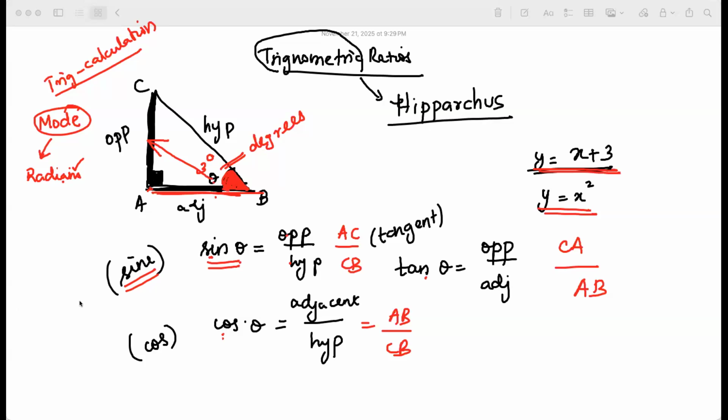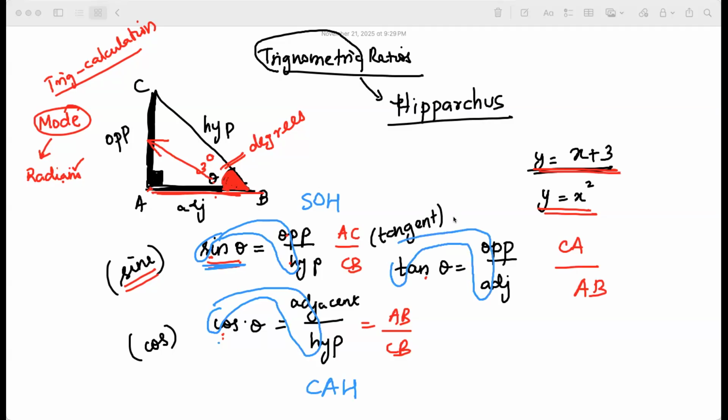Okay, an important way of remembering this, right? SOH. You see? SOH. Cos. CAH. Cat. TOA. Does it make sense? Easiest way of remembering is this acronym.